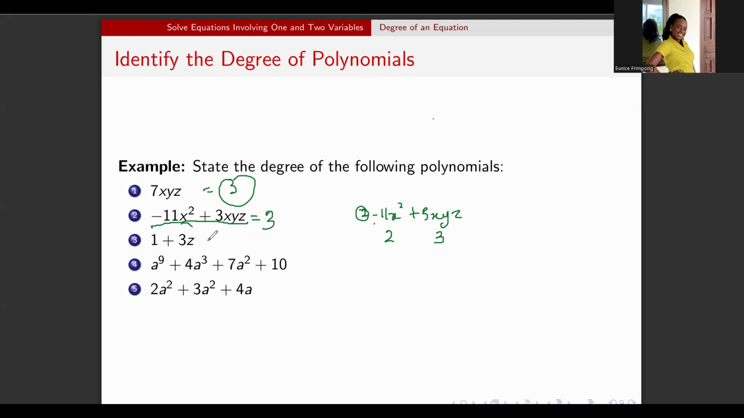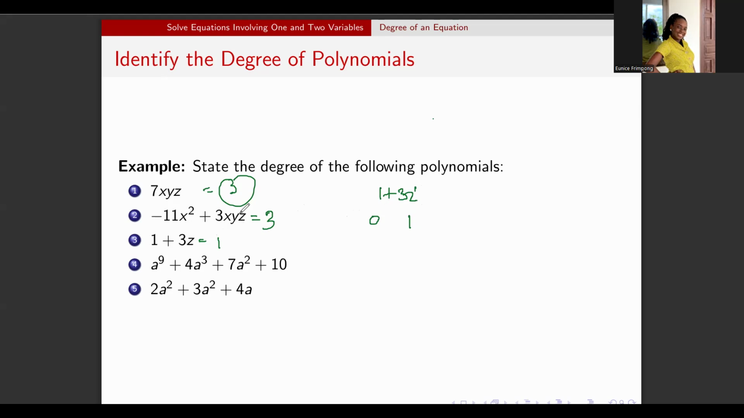What about number 3? For number 3, we have 1 plus 3z. The degree of the first term is, remember, for a constant, the degree is 0. And the degree of the second term, 3z to the power 1, is 1. 0 and 1, 1 is the biggest. So the degree of the entire polynomial expression is 1.